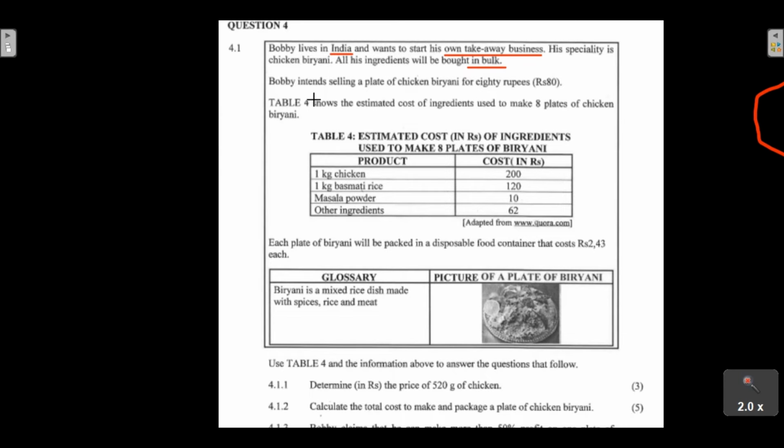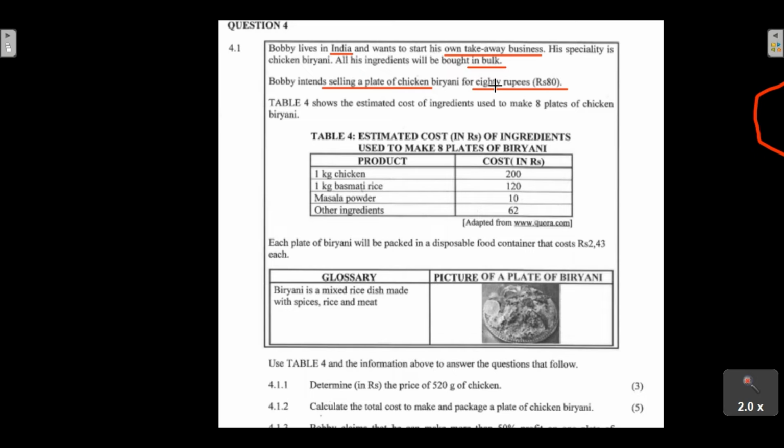That's what that means. Bobby intends selling a plate of chicken biryani for 80 rupees. So this is the currency they use in India, rupees. So he's selling each plate of chicken biryani for 80 rupees. And then Table 4 shows the estimated cost of ingredients used to make 8 plates of chicken biryani.